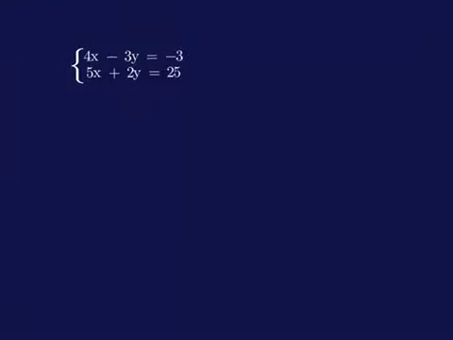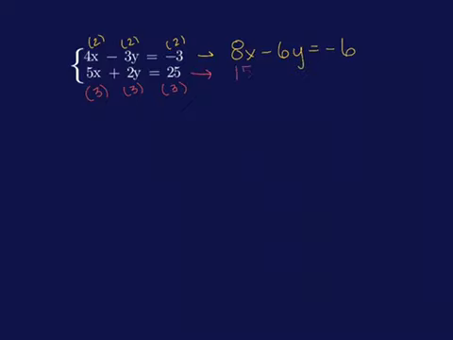I'm going to make the y's the same because I already have one positive and one negative. So I'm going to make both of my y's into 6. So that means I'm going to multiply this top equation by 2. And I'm going to rewrite it over here, so that's going to give me 8x minus 6y is equal to negative 6. And then I'm going to multiply the bottom equation by 3. And again, I'm going to rewrite it over here, so 15x plus 6y is equal to 75.